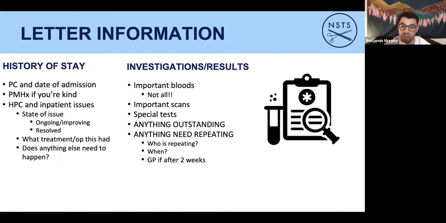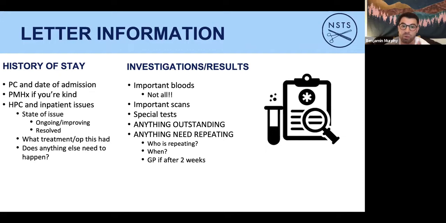And then anything outstanding, so any blood tests that haven't come back yet, especially in district hospitals. Some fancy blood tests, like fecal calprotectin and things like that, might get sent off to another hospital, so they might not be back before the patient's discharged. And does any blood test or investigation need repeating? And if so, who's going to do that? When is it going to happen?